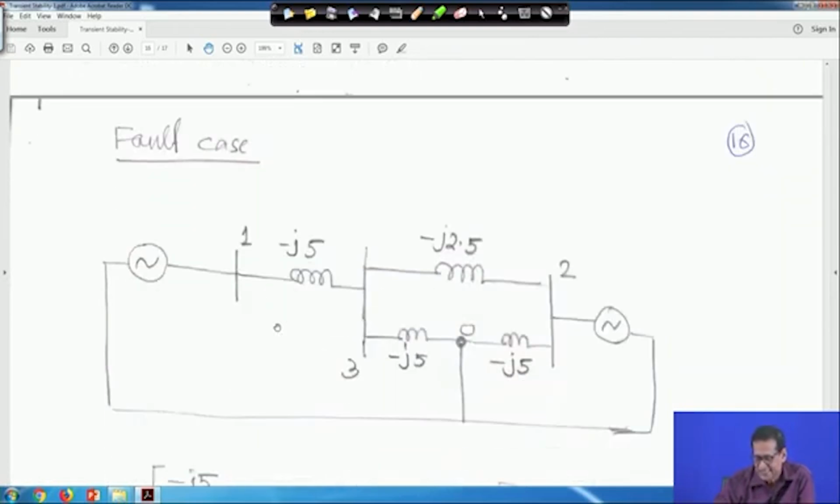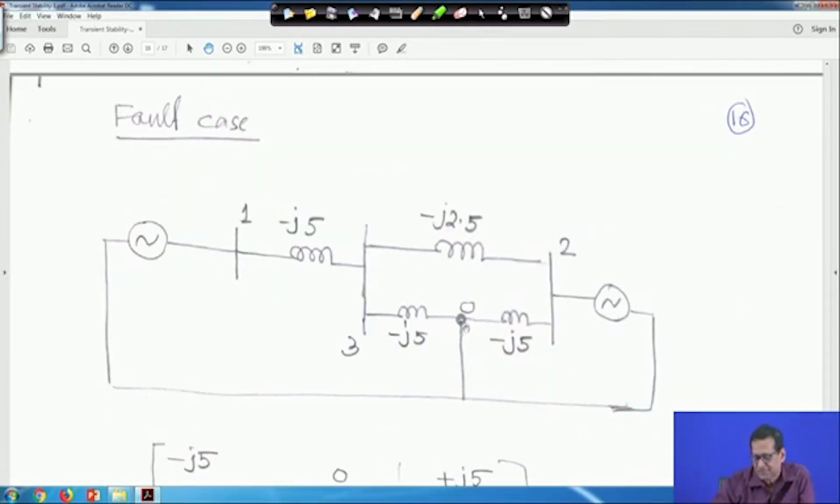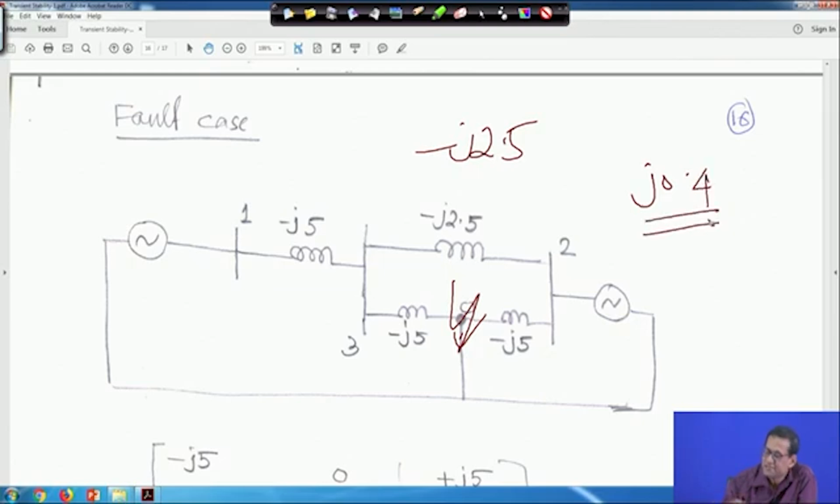Now, for the fault case, a 3-phase to ground fault has occurred here in the middle of the second line. As for admittance, the whole line admittance was minus j2.5, but now it will be minus j5 on each side, because the reactance was j0.4. If the fault is in the middle of the line, this side reactance will be j0.2 and this side will be j0.2. So 1 upon j0.2 will be minus j5, and this side also will be minus j5.